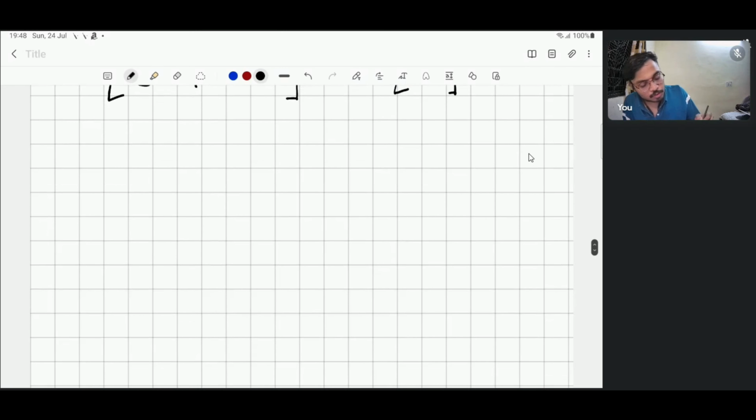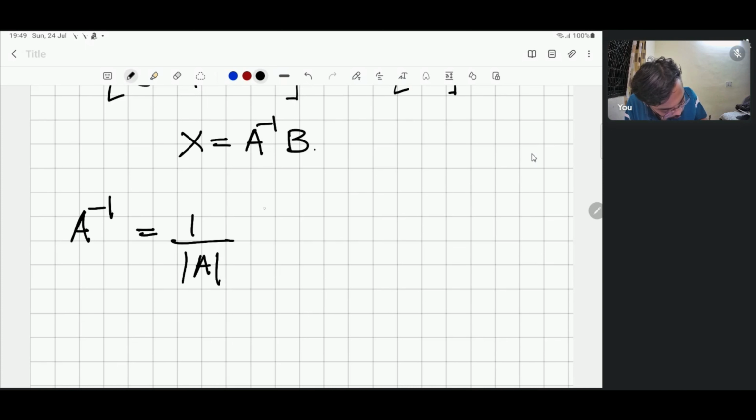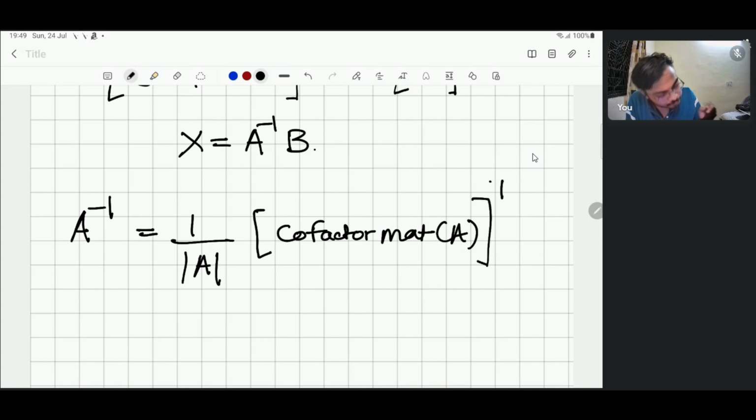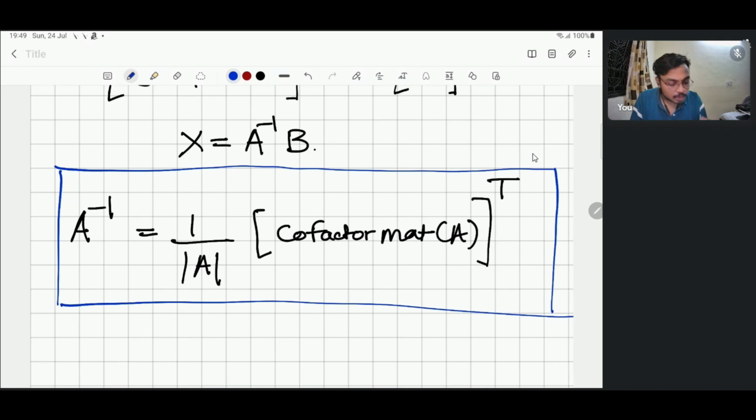Next, as we know, in matrix inversion, to find the unknown, we need x is equal to A inverse B. That is, we have to calculate A inverse. A inverse can be calculated as 1 upon determinant of A into the cofactor matrix of A, the whole transpose. And this is our solution by matrix inversion.